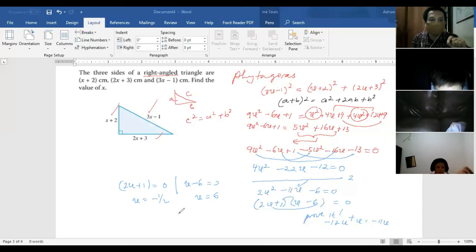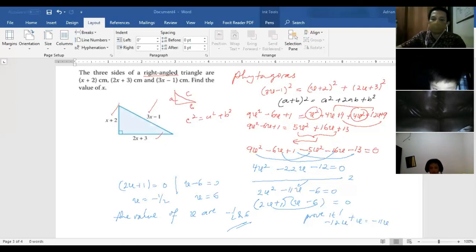So based on the question, the values of x are minus a half and 6. Is it clear, everyone? Clear? Yeah. Okay.